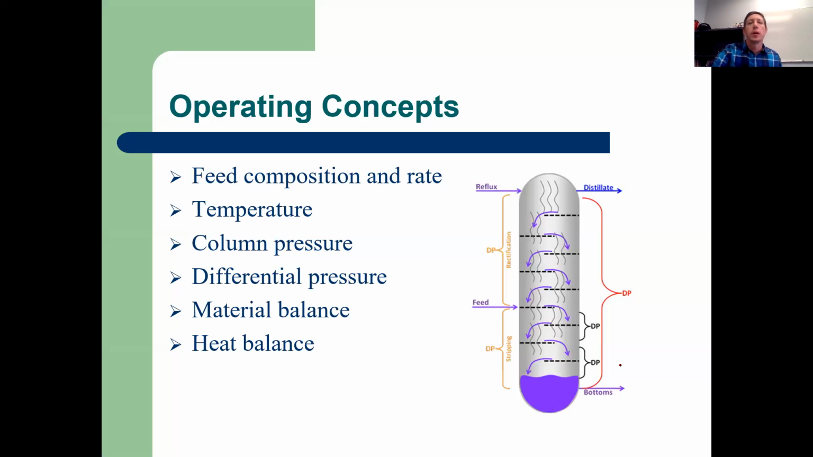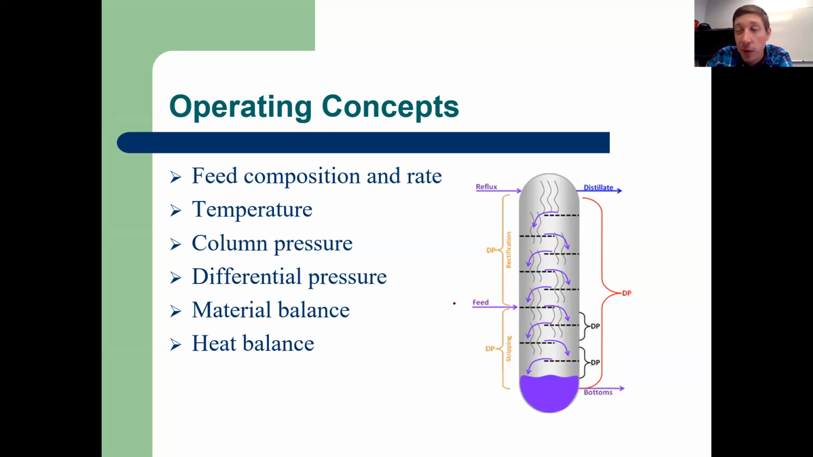The next thing we want to look at is the operating conditions and what it looks like. And so we have feed composition, and the rate is the primary thing and one of the first important things that we want to talk about. That feed coming in is going to have a certain composition. What composition means is it's going to have a certain percentage of the lights, and it's going to have a certain percentage of the heavies.